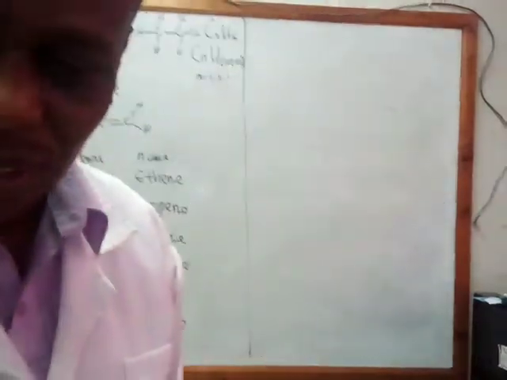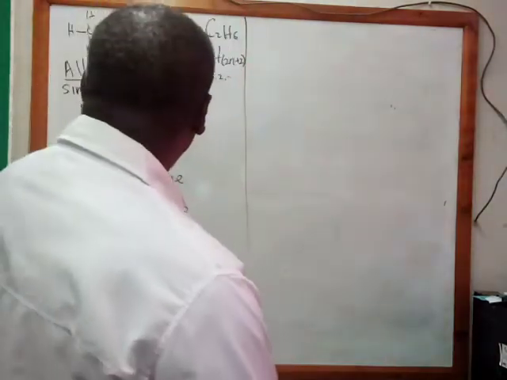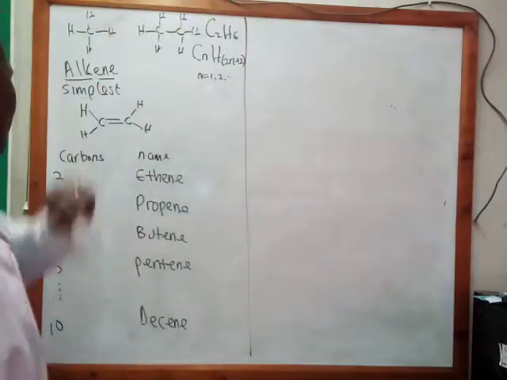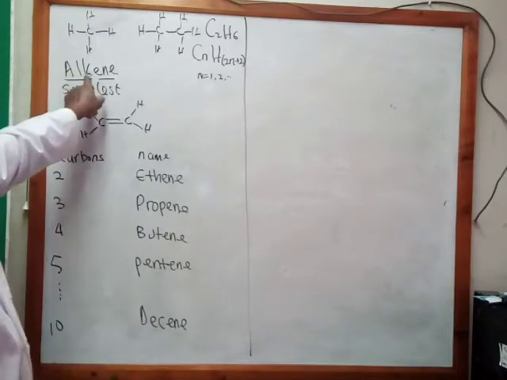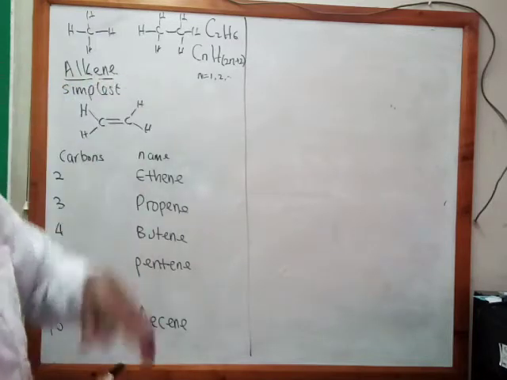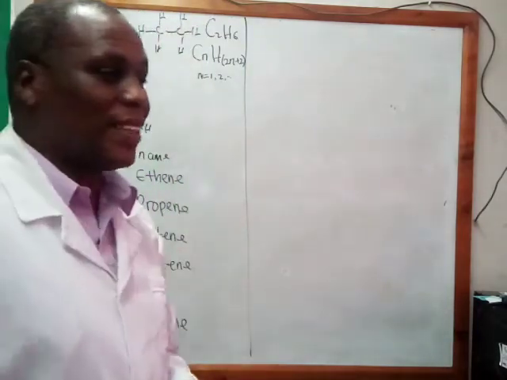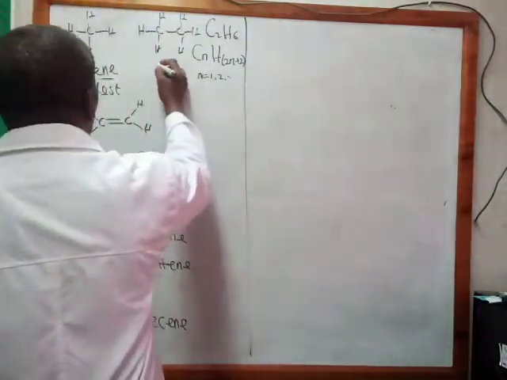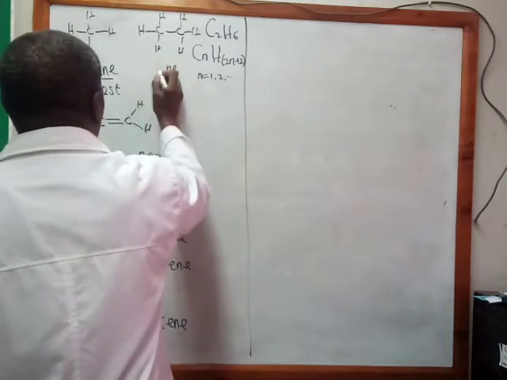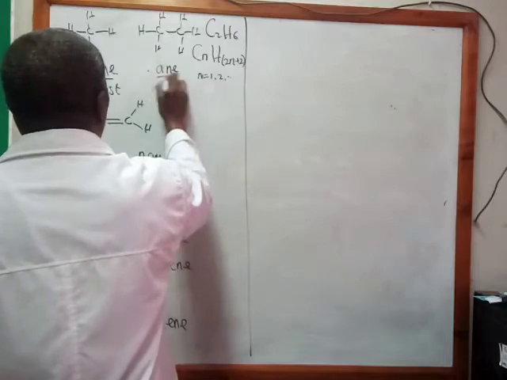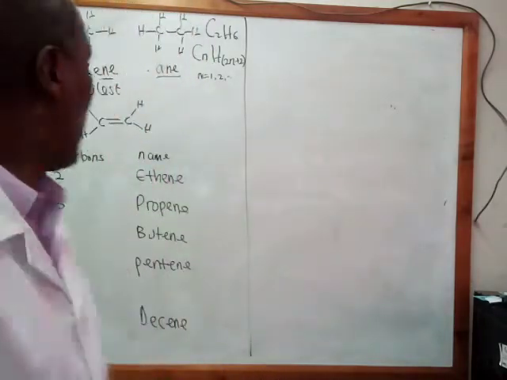Now I want to look at the next functional group, which I'm going to call an alkene. Alk for the number of carbon atoms, that's the prefix. Ene is the suffix. Just as we were saying for the alkane, the suffix was ane, so all alkanes, the name must end with ane.